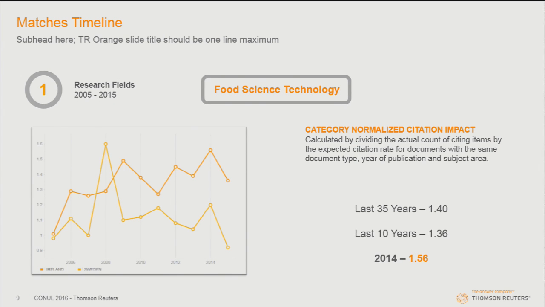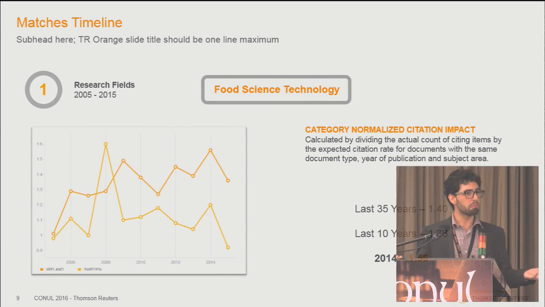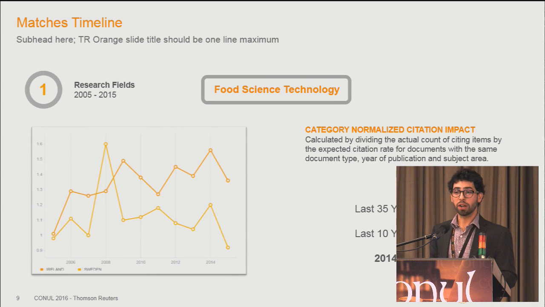This means that the publications from Irish authors or Ireland-affiliated authors in food science and technology are 1.5 times above the average in terms of impact, in terms of number of citations when compared to other documents. So quite a compliment.